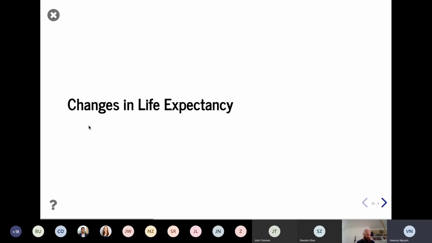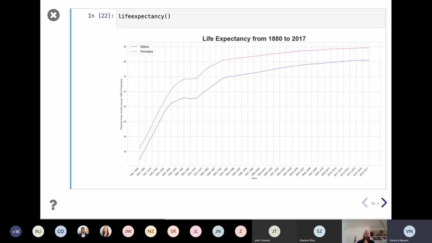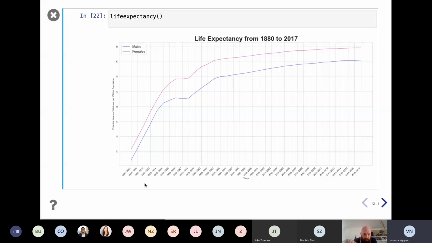After that, I looked at the changes in life expectancy, and from the previous graphs, I assumed that life expectancy would have increased over time. And you can see here that from the 1880s to around the 1950s, there has been a sharp increase. After that, it starts to slow down. Then from the 1990s onwards, there's a steady increase until recent years, where it's around the same for males and females.